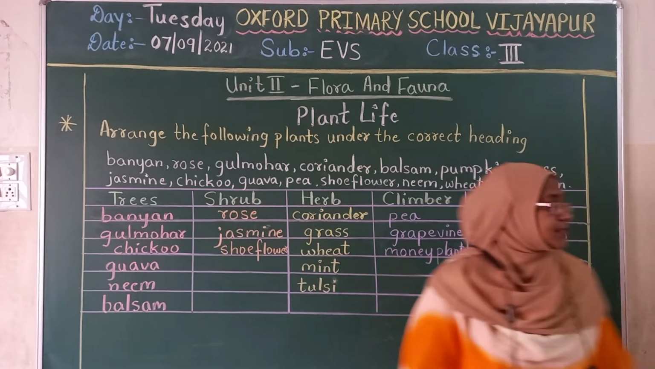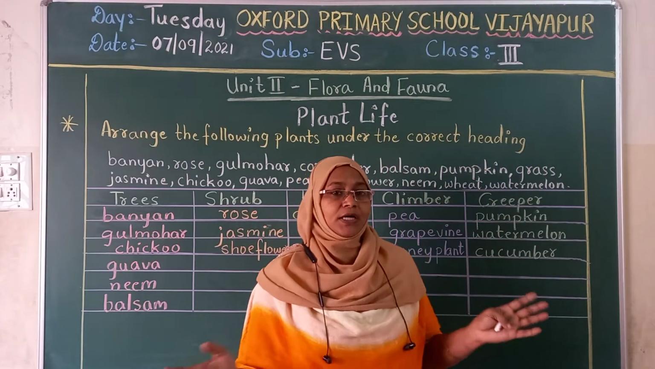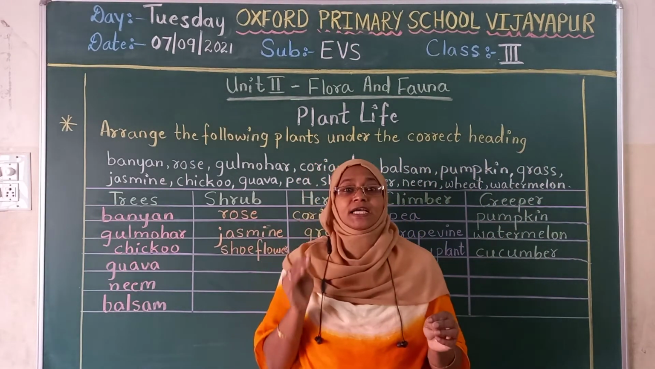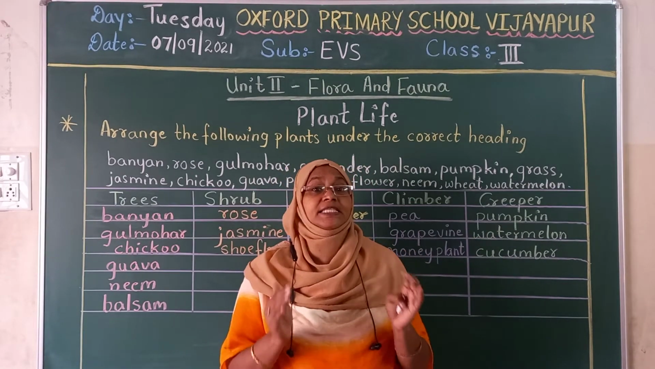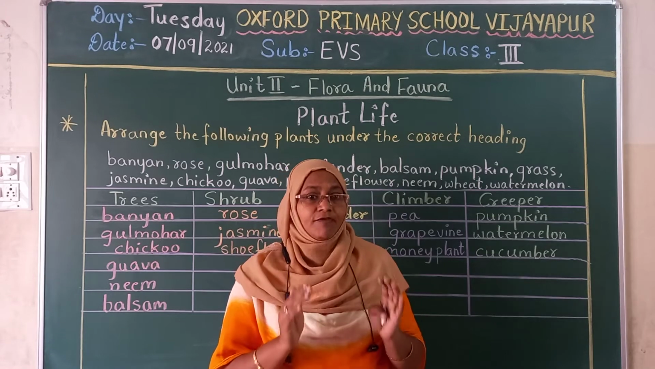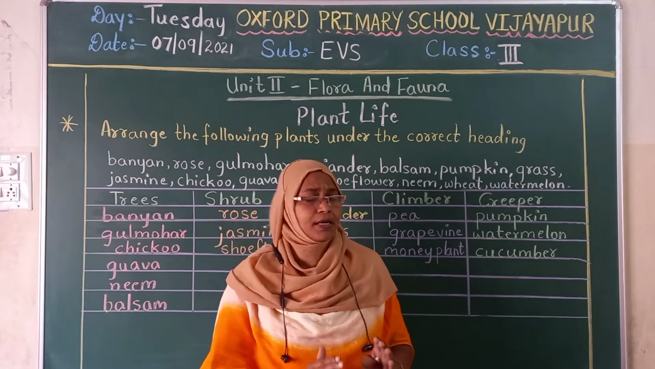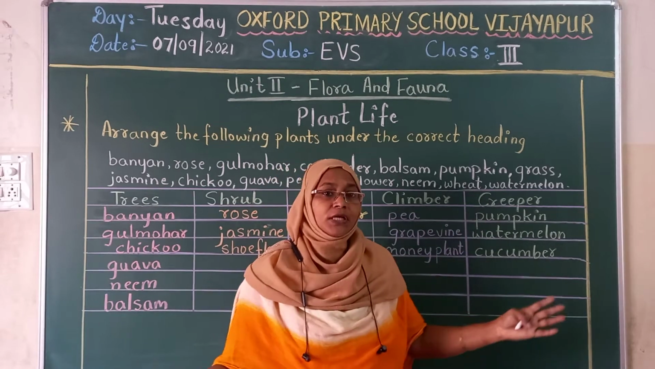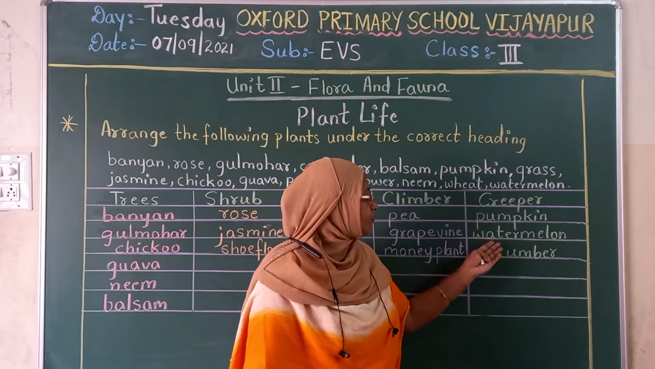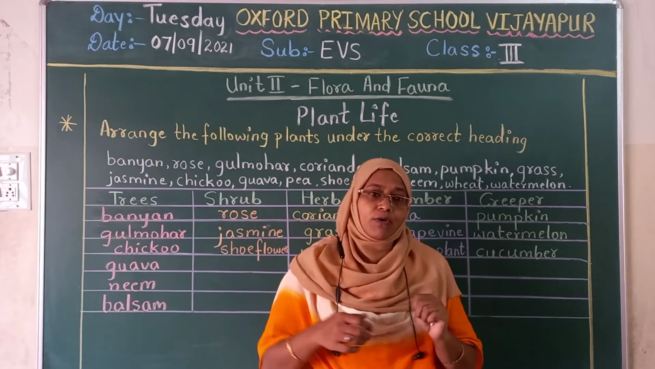And for creepers, they creep on the ground. No doubt their leaves are small, their stem is very thin, but the fruit they bear is heavy. And because of heavy fruit or vegetable, they can't climb. So they are creepers, they creep on the ground. They are pumpkin, watermelon, cucumber. So children, now have you understood?